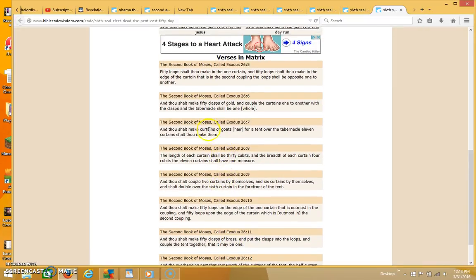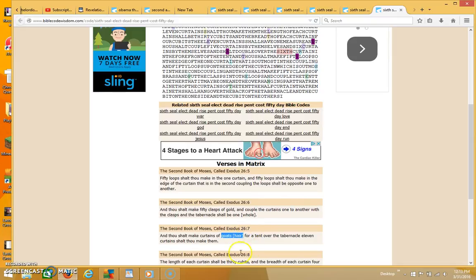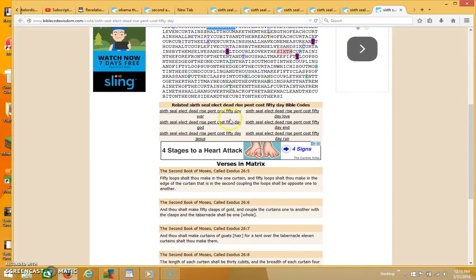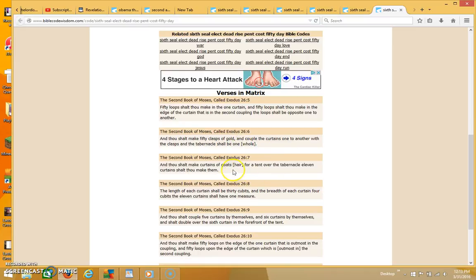But what I wanted to show you is right here, it has the term goat's hair, which is what sackcloth was made out of. So, you know, when the sun turns dark like sackcloth, it will be like goat's hair. And I'm trying to find it in here. I don't see it right off. Okay, there it is. Goat's hair comes up right here.